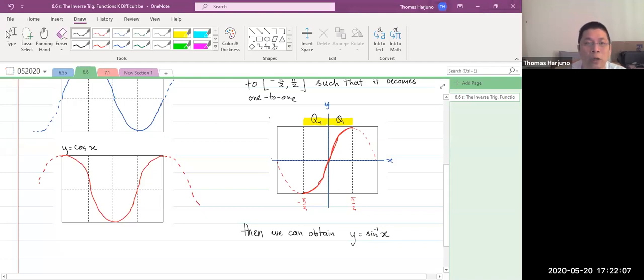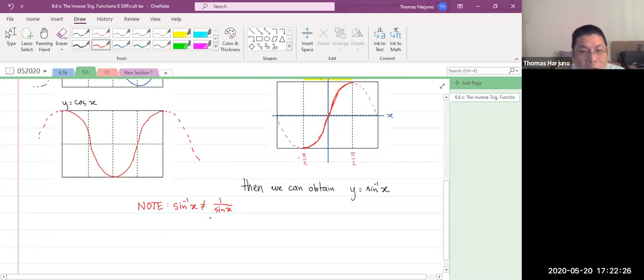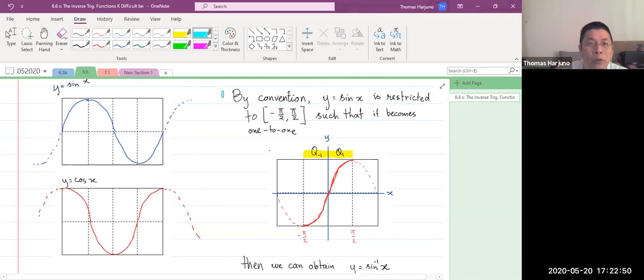Now note that sine inverse x is not the same as 1 over sine x. They are not the same. If you want to write 1 over sine x using a negative exponent, it is written this way: sine x to the power of negative 1. But that is not the same as sine inverse x. Can you follow me so far for this convention?